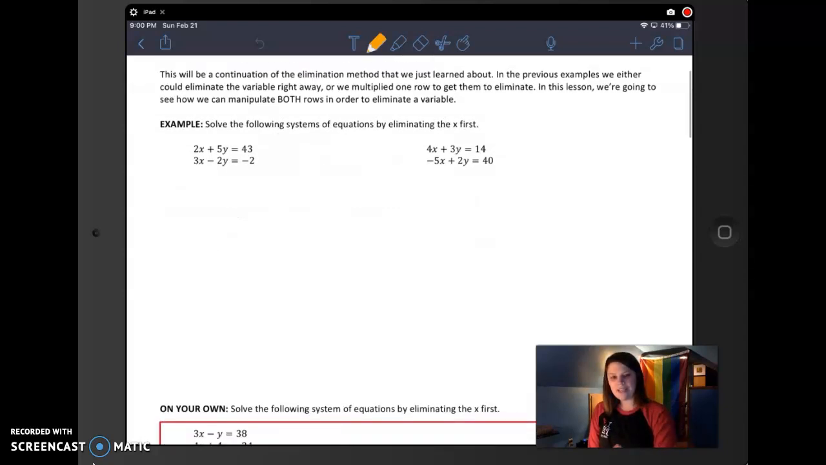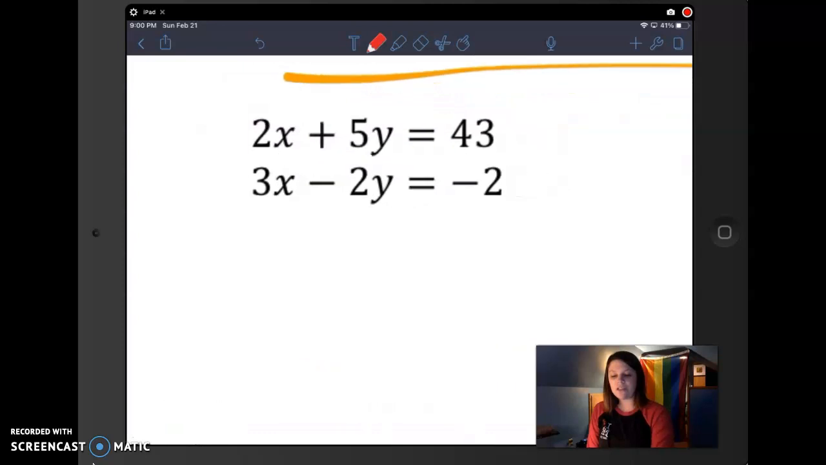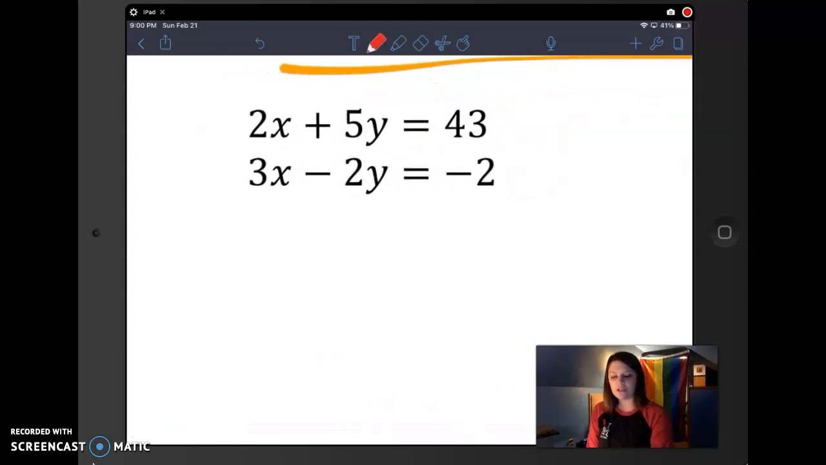So notice how this says solve the following system of equations. So I'm automatically going to set myself up for success by writing an empty point. That way I won't forget to solve for both variables. And this says eliminating the x first. So we're going to zero in all of our focus on trying to get these two variables to create a zero or eliminate, hence the name elimination, so then we can have a cute little one-step equation to solve.